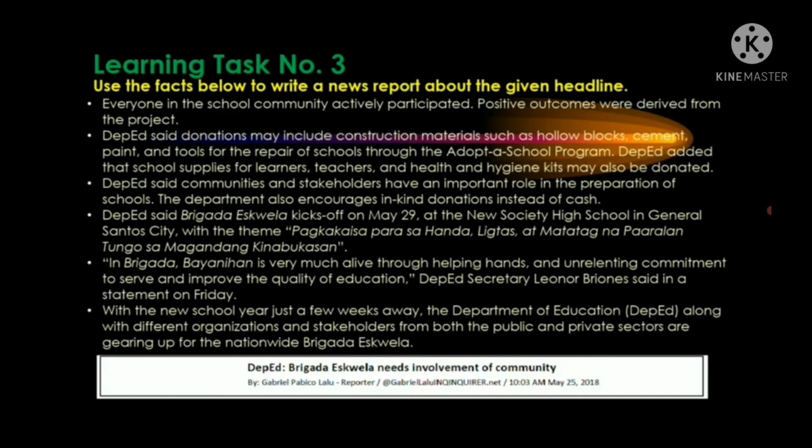With the new school year just a few weeks away, the Department of Education, or DepEd, along with different organizations and stakeholders from both the public and private sectors, are gearing up for the nationwide Brigada Eskwela.